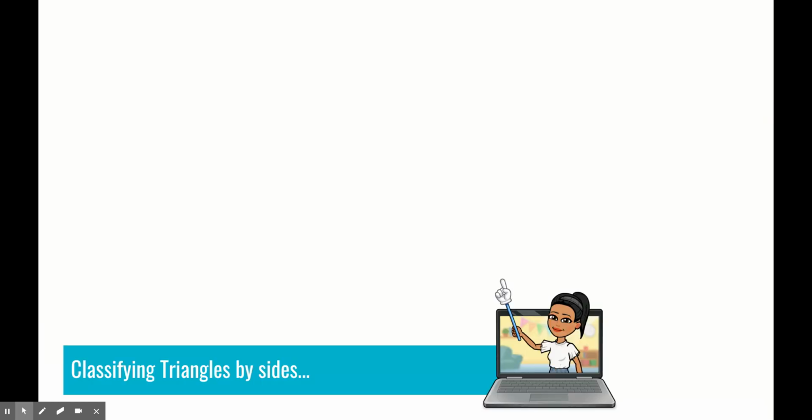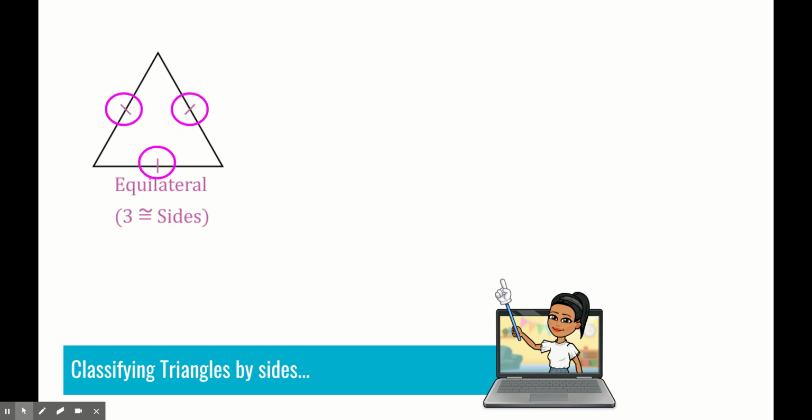Now, in Delta Math, you would have already done some work having to do with this, but let's get started. If we were to classify triangles by their sides, we would look at how many sides a triangle has that are the same measure. So this is an equilateral triangle because all three sides are the same.